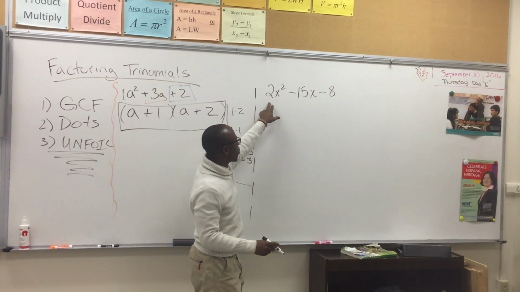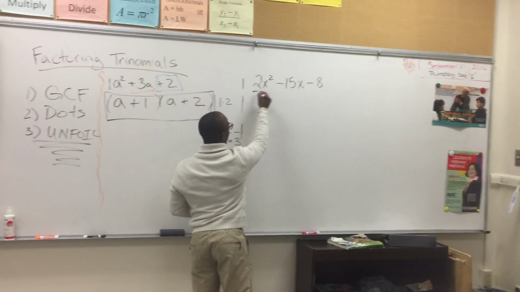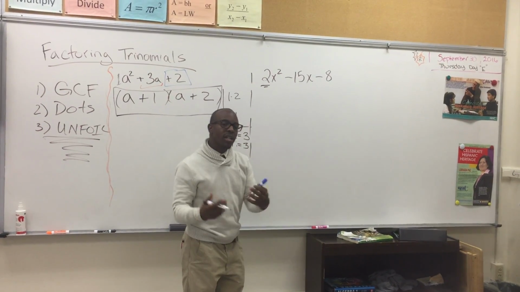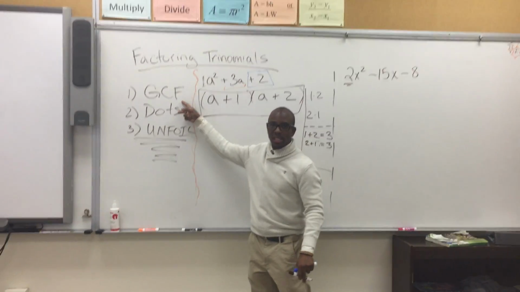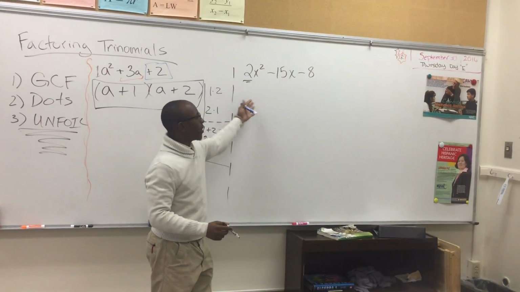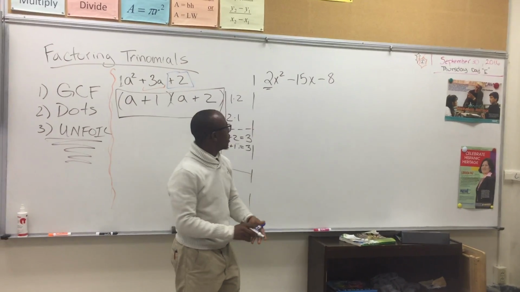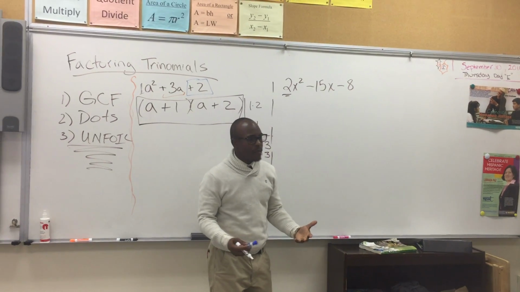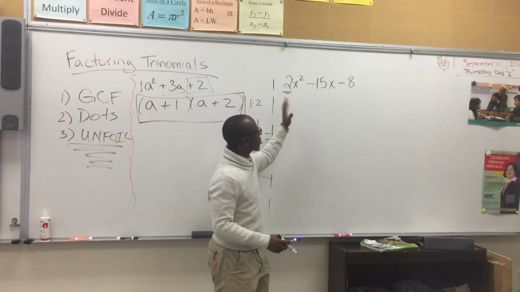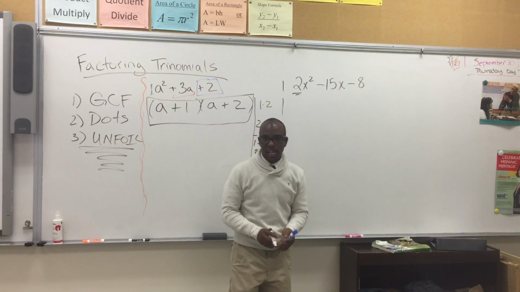The coefficient of this one, as it's clearly seen, is 2. Right? That's a little bit different. But nonetheless, the first thing I'm going to do, I'm going to follow my steps. Is there a GCF here? No, there isn't a GCF. It's 2, negative 15, and negative 8. There is no GCF. But the beauty part of this is I'm going to say, forget the GCF, I'm going to go to the next step.